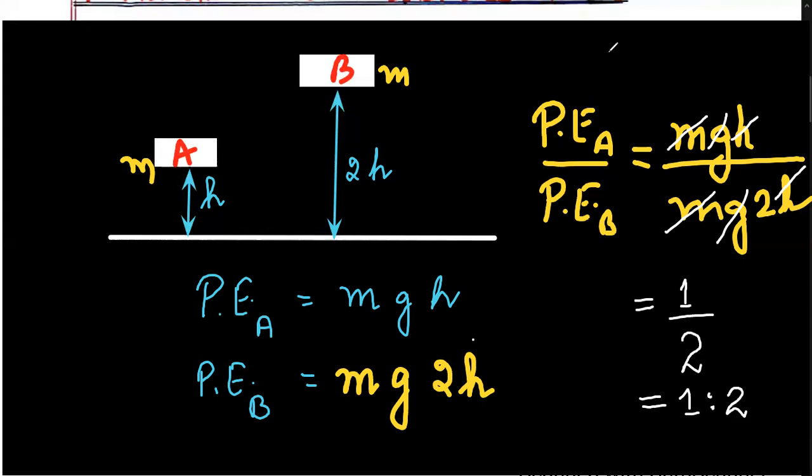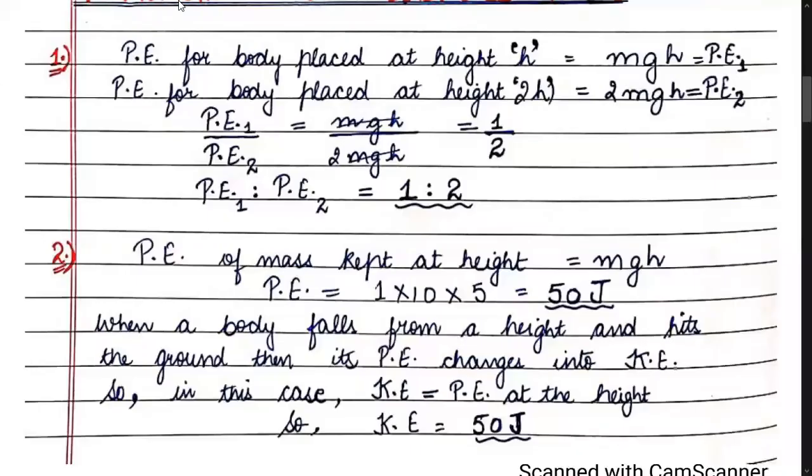Understood, everyone? So now let's go to the other question, question number 2. Now children, see question number 2 in the book first. Read the question and see what is given.